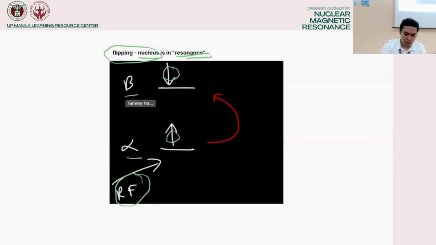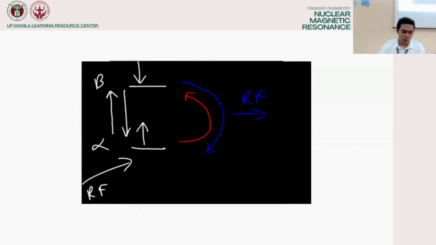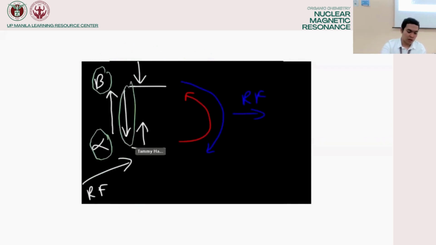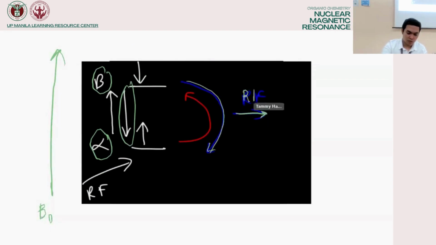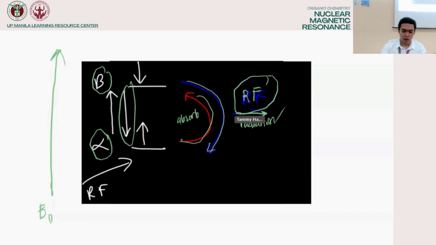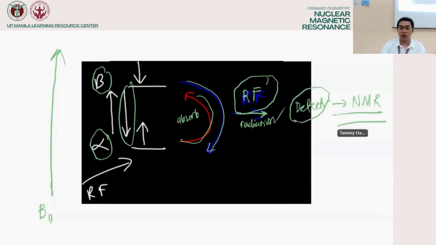So this is full of energy. Marami siyang energy eh. What if bumaba na siya from beta to alpha? Ito, this direction. So we are assuming ang direction pala ni magnetic field ay ganito, ha? So bababa siya and it will release your radio frequency. So dito, ito absorb. Ito, radiation. And this radio wave frequency will be absorbed by your detector and analyzed by your NMR, which is, your detector is inside your NMR.